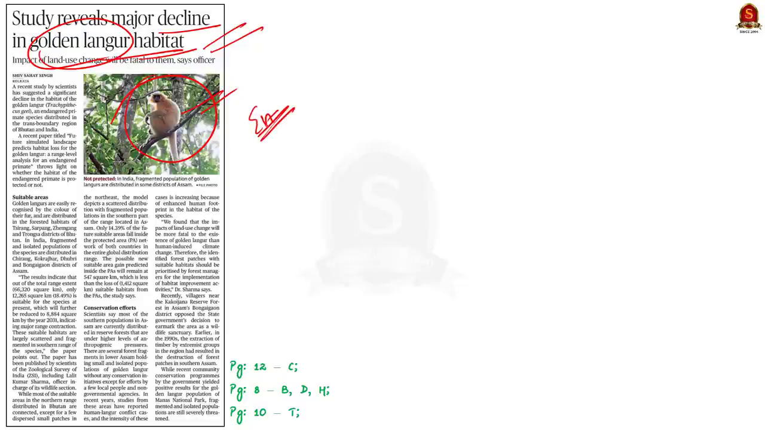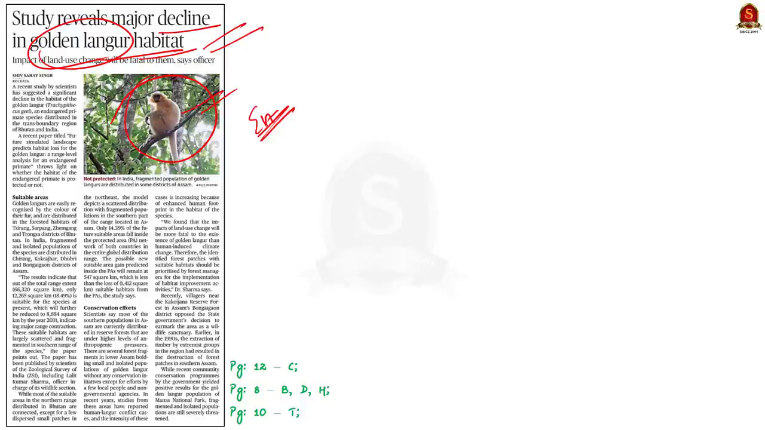See, the article discusses a paper titled Future Stimulated Landscape Predicts Habitat Loss for the Golden Langur, a Range Level Analysis for an Endangered Primate. And it throws light on whether the habitat of the endangered primate is protected or not. So, this is the brief about the article given here.